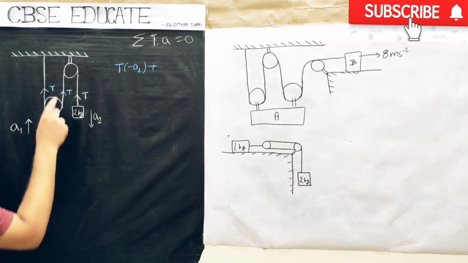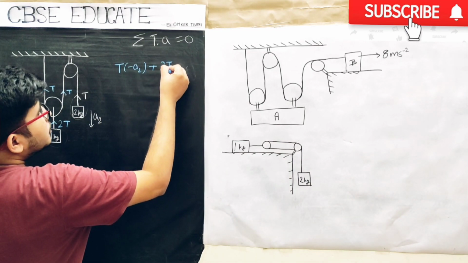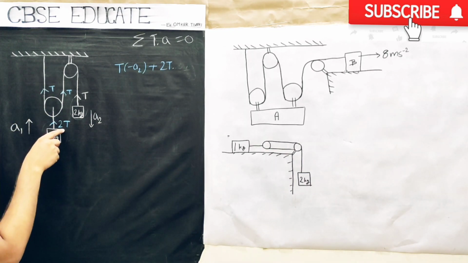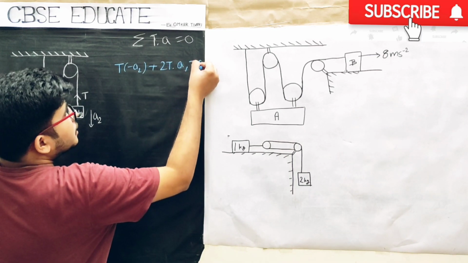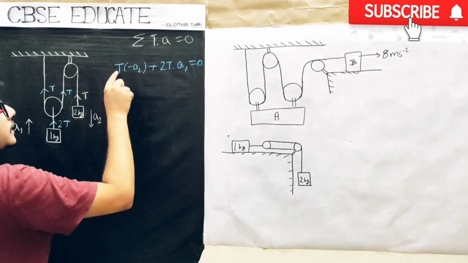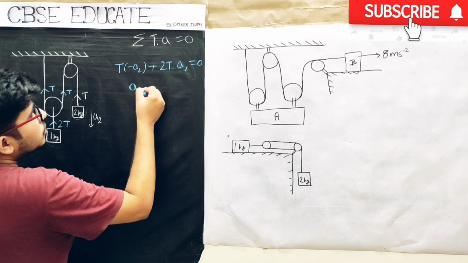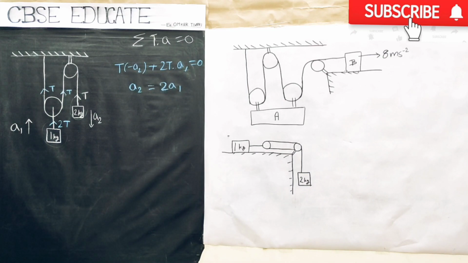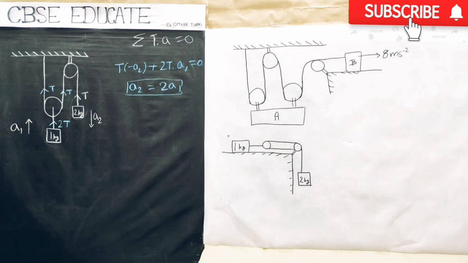So this T and this T will become 2T. Okay. So now writing 2T over here, dot A1. And A1 is in the same direction as 2T, so here I will write simply A1, equal to 0. Now taking T common, which cancels, which means A2 is equal to twice of A1. Here I will get A2 is equal to twice of A1. This is the result.